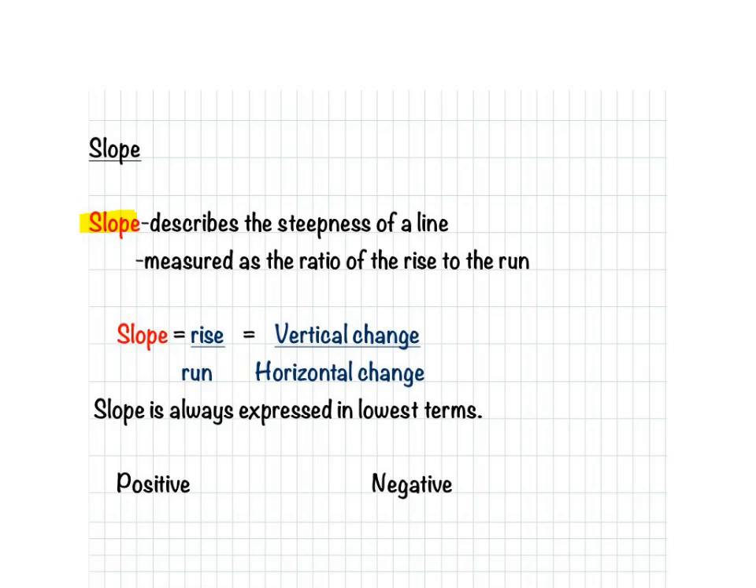Just like we just looked at rate of change, the vertical change is the change in y, and the horizontal change is the change in x. Please note, I wrote it down for you. Slope is always expressed in lowest terms. Always. You always reduce that ratio and you express slope in lowest terms.